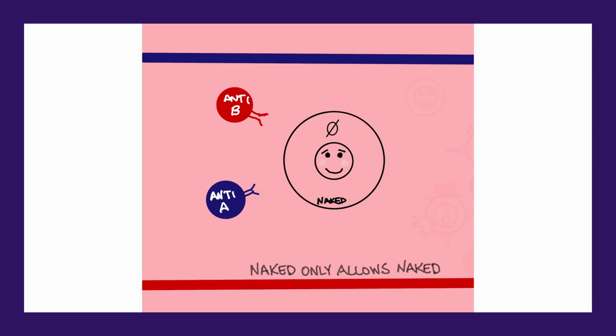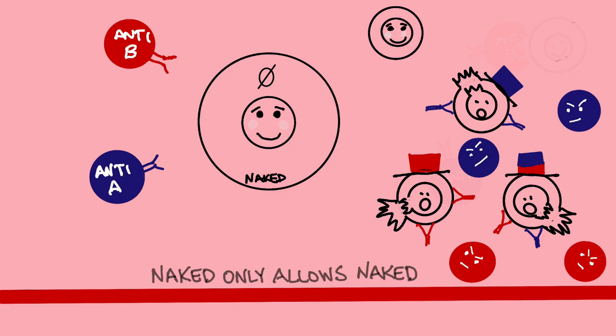Type O has no antigen, so it has extra antibodies against type A and type B from birth. It is naked. It can only surround itself with other naked cells. Nothing but destruction will occur if you try to transfuse with any other blood type. So naked can only accept naked, or type O.